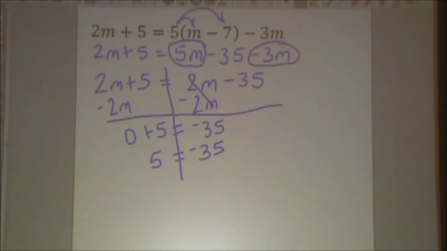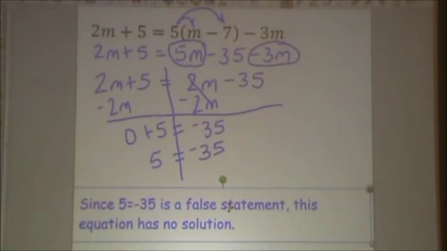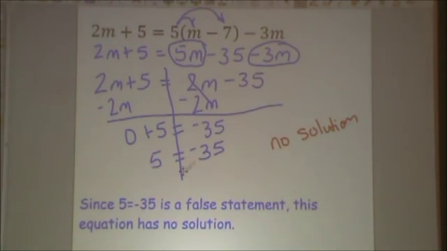Well, 5 doesn't equal a negative 35. So this is a special equation. And when we run into this, this has a special thing. I'm going to slide it up so you can see it. Since 5 equals negative 35 is a false statement, this equation has no solution. So we call this no solution, because I did not get an m equals, and instead I got a 5 equals negative 35, which is not true. So when I end up with a statement that's not true, we say no solution.